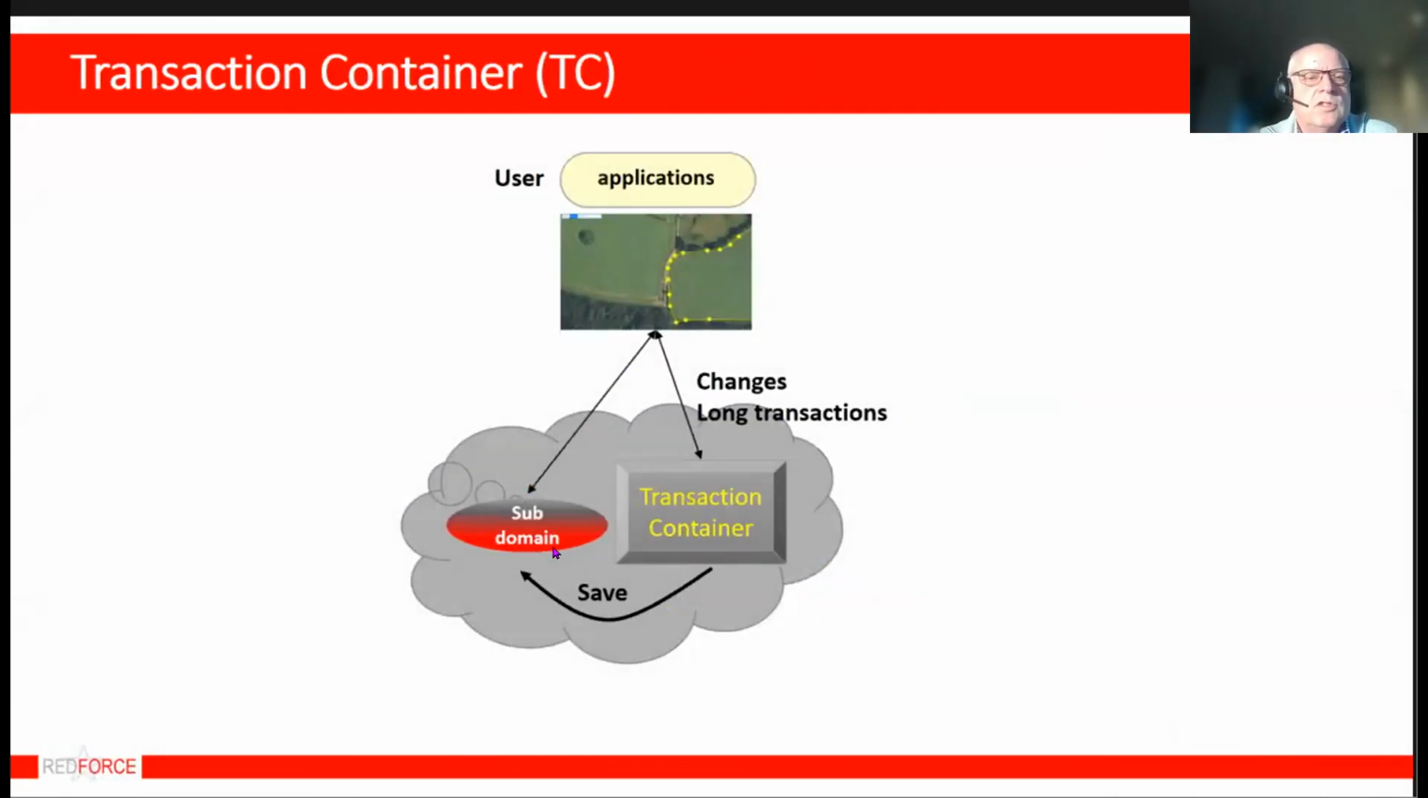We also use so-called transaction containers, which are in fact nothing else than long transactions. And at a certain point, if all the changes are correct, you can say save, and at that moment, the data will go into the subdomain. You can use this for different types of scenarios like planning.